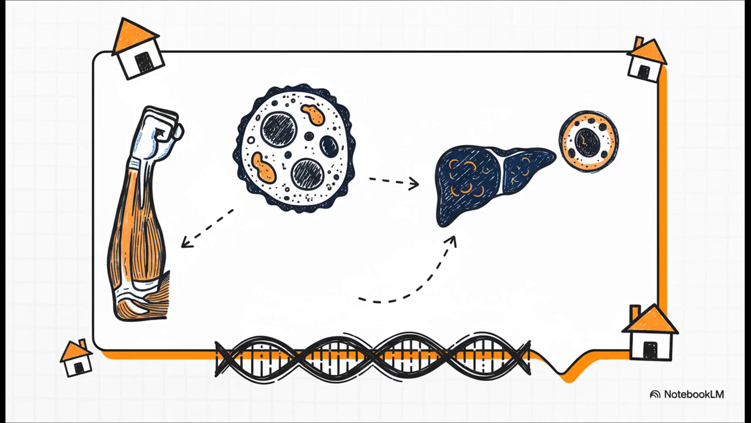And that brings us to a really fascinating point. Think about it. A muscle cell in your arm and a liver cell in your body have completely different jobs, they look totally different, and yet they contain the exact same DNA blueprint. The complete instruction manual is present in every single room of the house.